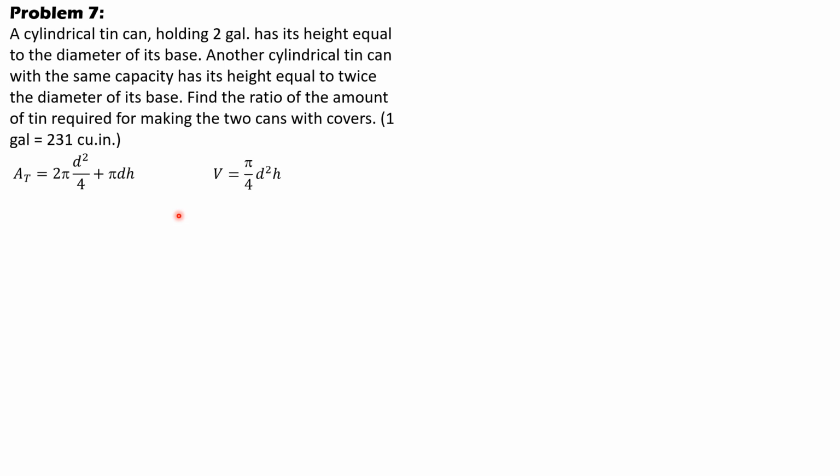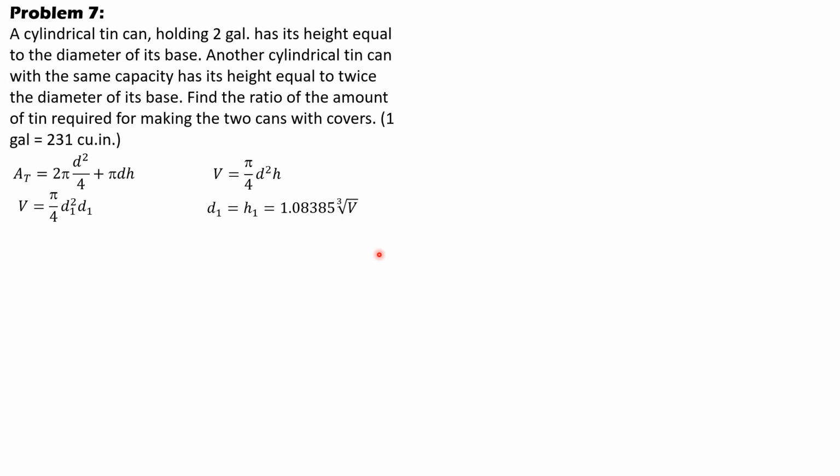So for the first cylindrical tin can, the altitude, or the height, is equal to the diameter of the base. So let's begin with the volume. Volume is pi over 4 diameter 1 squared times height, diameter 1 also, because the height is equal to the diameter. So the diameter is the cube root of 4V over pi, and expressing it in decimal, diameter 1 equals height 1 equals 1.08385 cube root of V.